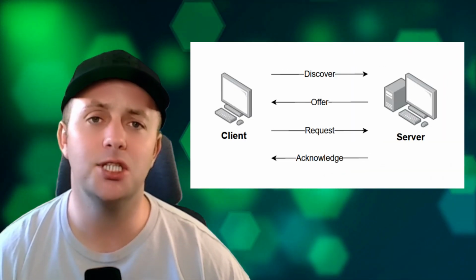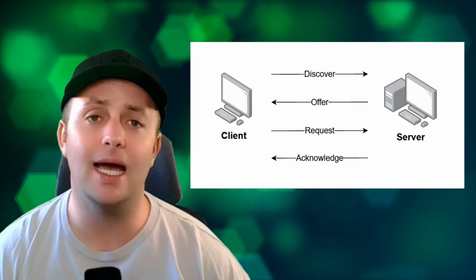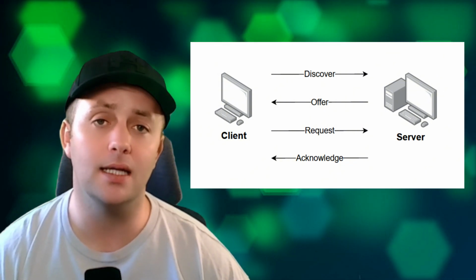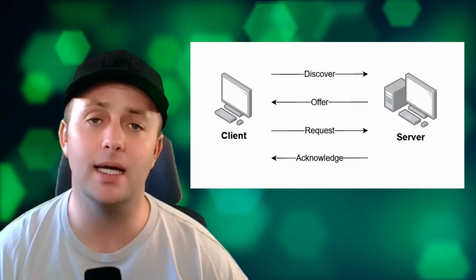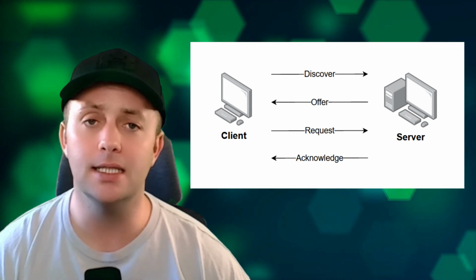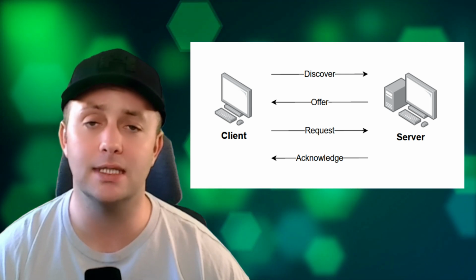When a device, let's just say a laptop, joins a network, it sends out a DHCP discover message. This message is a broadcast to all devices on the local network, essentially asking if there's a DHCP server available that can provide it an IP address. When the DHCP server receives the request, it responds with a DHCP offer message. This message includes an available IP address and other necessary network settings.